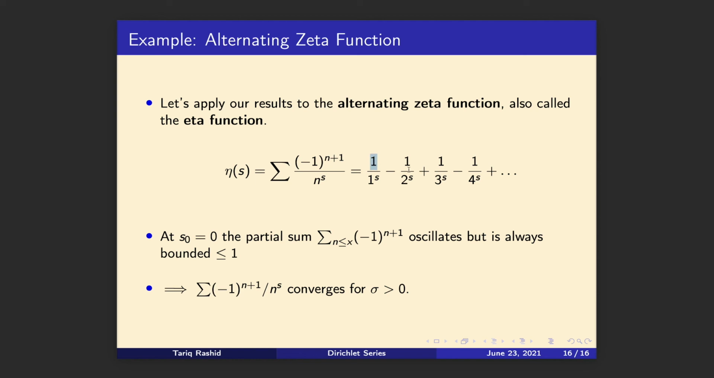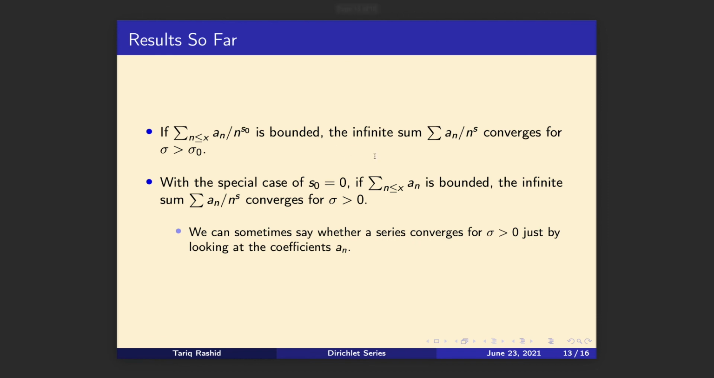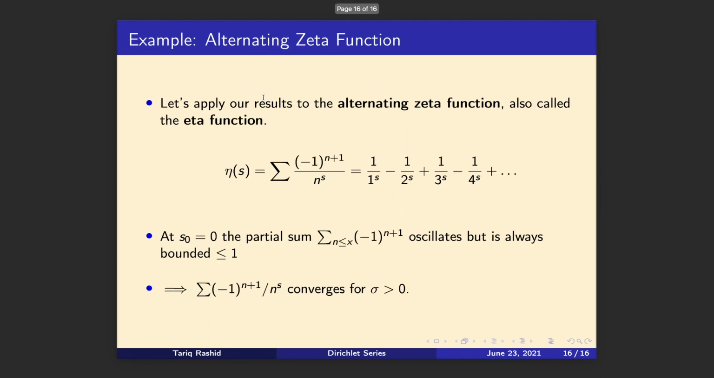Well, we saw before that we can look at just the terms by inspection, the coefficients: 1, -1, +1, -1, +1, -1, +1, there it is. That oscillates, but it's always bounded, less than or equal to 1. It never grows more than that at S0 equals 0. And our conclusion from that was that therefore this series converges for sigma more than 0, and that's a useful result that's easily found. So that pops out of this Dirichlet theory, and we'll use that later.